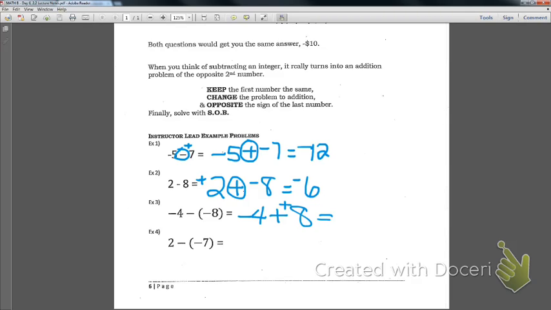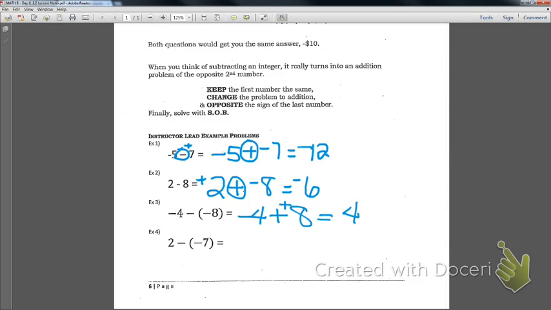So negative 4 plus positive 8. Now we use the SOB rule. Are the same signs or opposite signs? Opposite, so we have to subtract. 8 minus 4 is 4. And what's the sign of our final answer? Positive, because it's the bigger sign. Now we don't need to put the plus sign there, but if you want to, I'm not going to get it wrong.